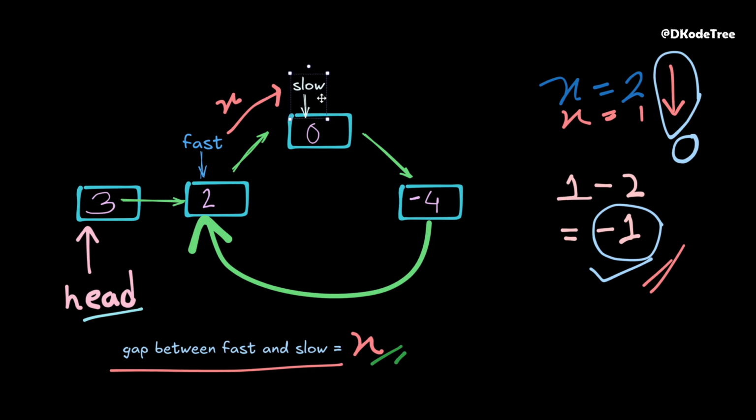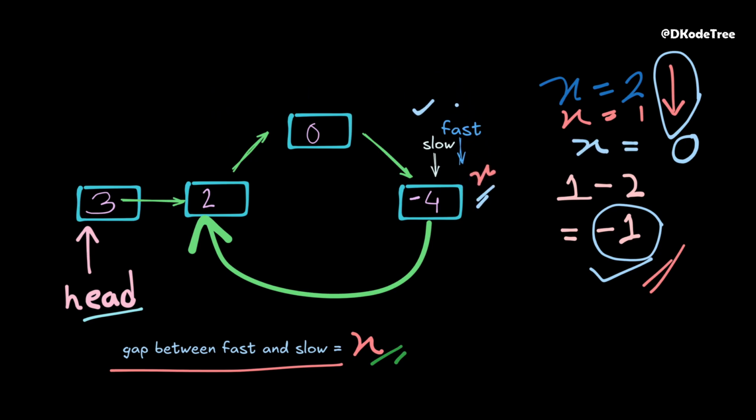In the next step, slow will move 1 step, so slow will reach -4, and fast will move 2 steps. So fast will move to -4 as well. So we can see that both slow and fast are now at -4 and they have met. So the distance between them, which is x, has become 0 here.